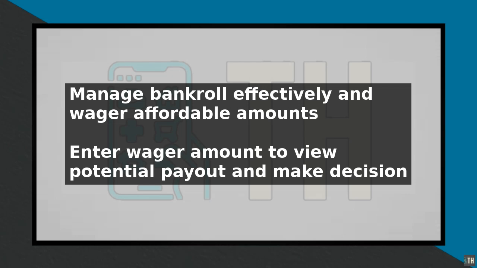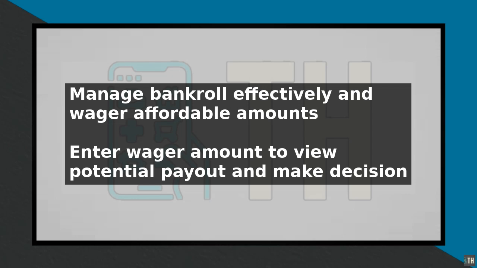PrizePicks also offers a feature called Flex Plays, which allows you to combine multiple player props into a single entry, with the option to choose 2, 3, 4, or 5 players. The key to winning with Flex Plays is to find correlations between players and games, increasing your chances of winning.